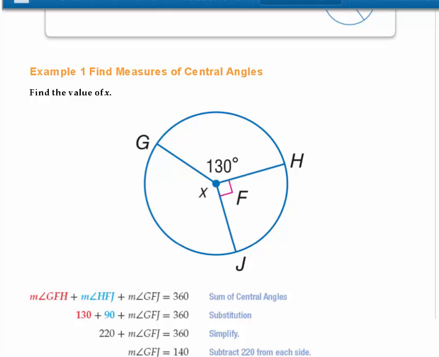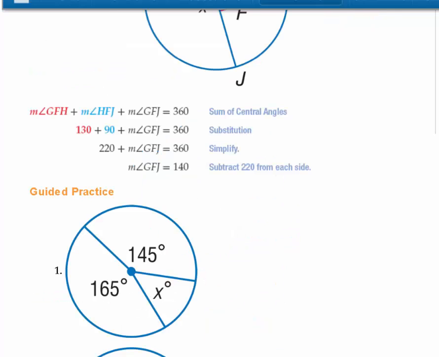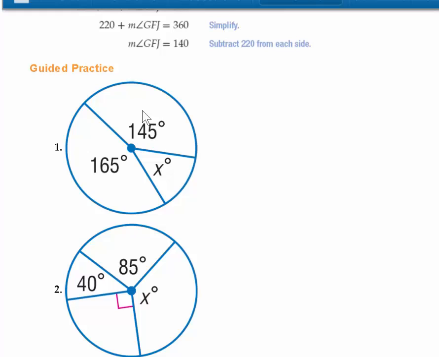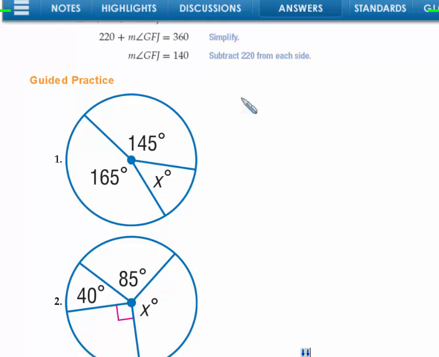So what I'm going to do is add them up. x plus 130 plus 90 degrees equals 360, and solve for x. When I solve for x, I'm going to have x equals 140 degrees. In the following guided practice, I have another circle with this center, and I have to find x the same way. I do x plus 145 plus 165 equals one complete circle, 360, and I'm going to have to solve for it. So let's do it.